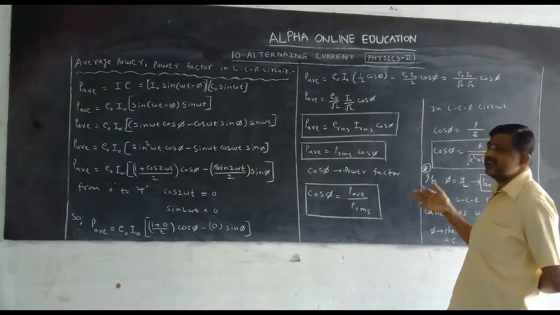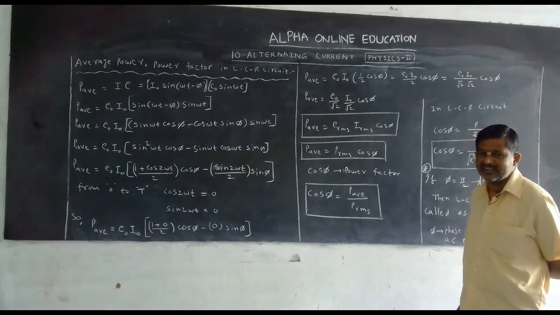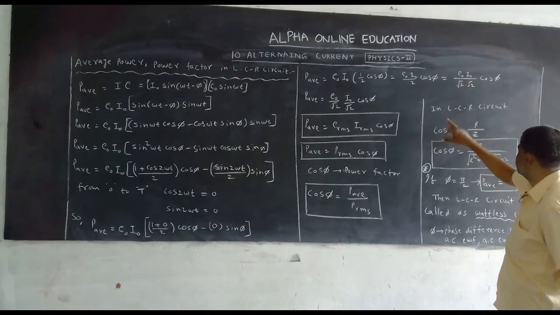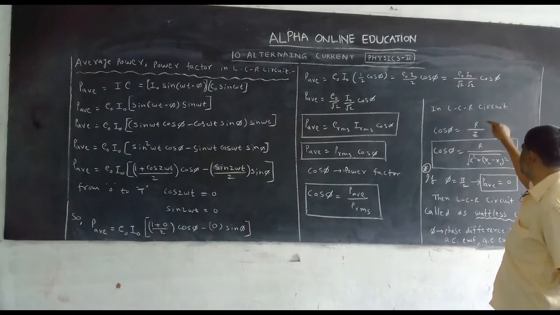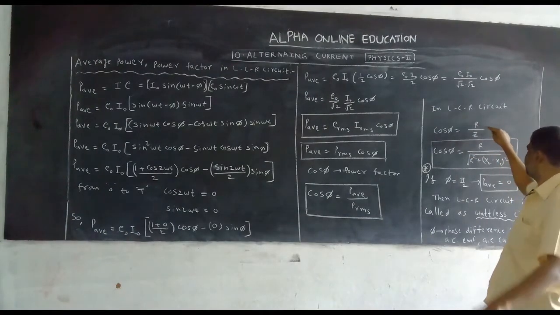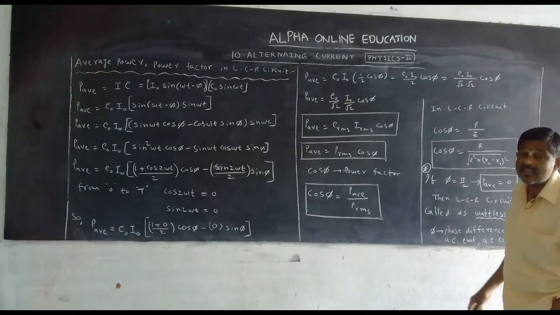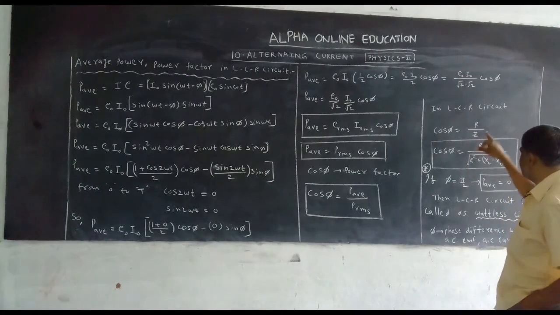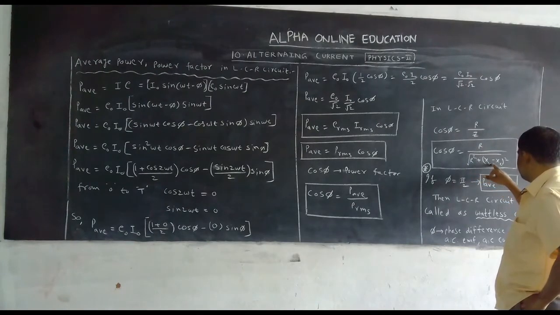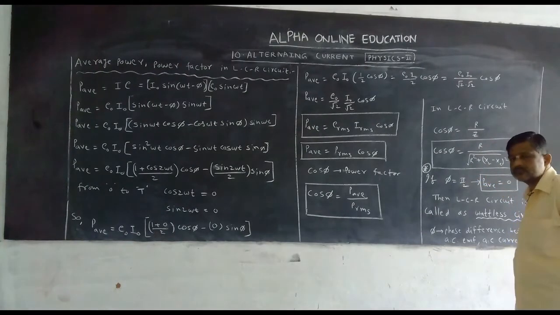And one more equation for the power factor in the LCR circuit. What is another equation for cos phi in the LCR circuit? Cos phi is equal to R by Z. What is R? Resistance in the LCR circuit. Z is the impedance of the LCR circuit. What is the impedance? Root of R square plus (XL minus XC) whole square.